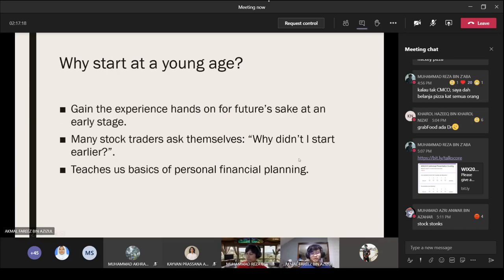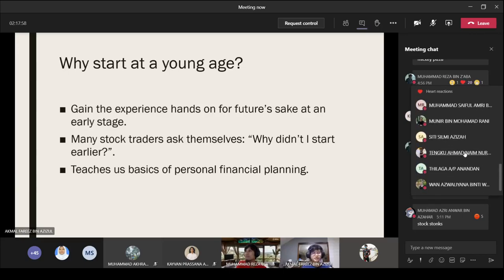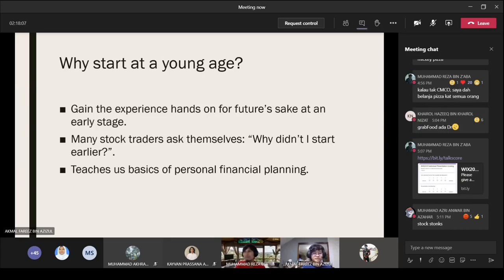Moving on. Why start at a young age? This is because we gain hands-on experience for the future at an early stage. I've been joining a lot of groups with so-called boomers, maybe your dad's age, my dad's age, 30s, 40s. They always say, why didn't I start earlier? So there's this kind of regret. For us, at the early stage of our 20s, it is recommended to start at a young age, to at least gain a bit of experience. Maybe it will benefit us in the future.